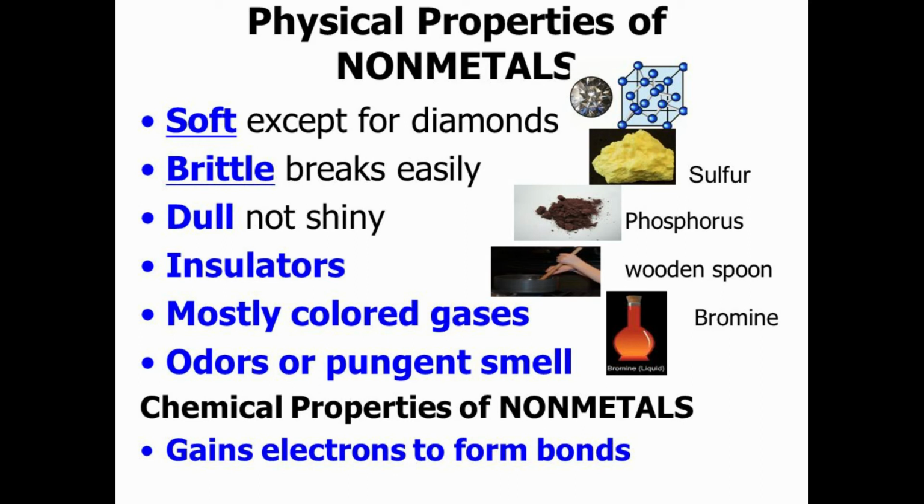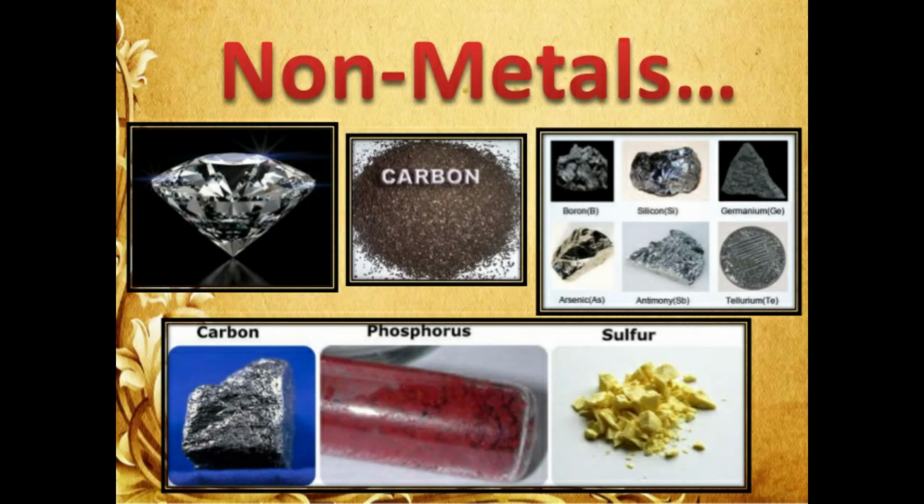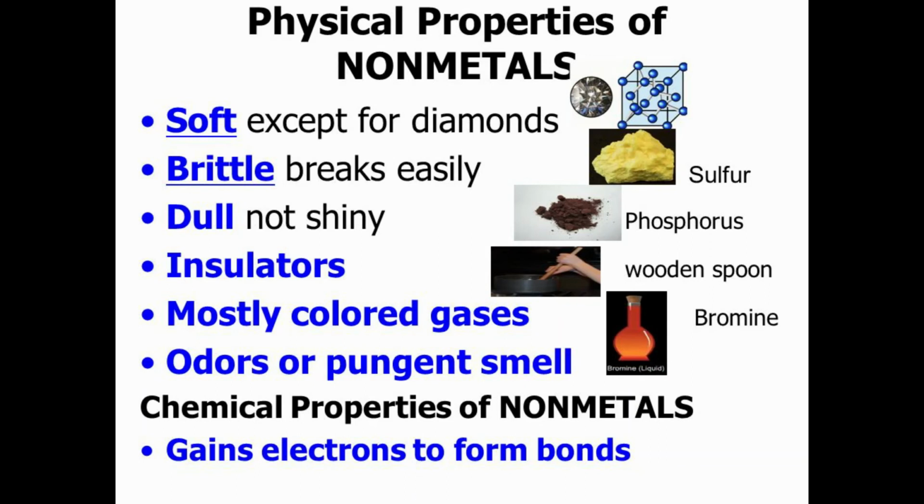Next property. Non-metals are not strong. They can be easily broken. For example, take your pencil or a graphite, which is a non-metal, is not strong. It has low strength. When a large weight is placed on a graphite sheet, it gets snapped or it breaks into pieces.